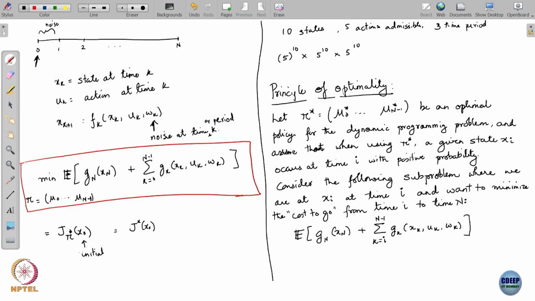So, here is our result. The result is that the truncated policy, denoted by mu I star, mu I plus 1 star, till mu n minus 1 star, is optimal for the above sub problem.